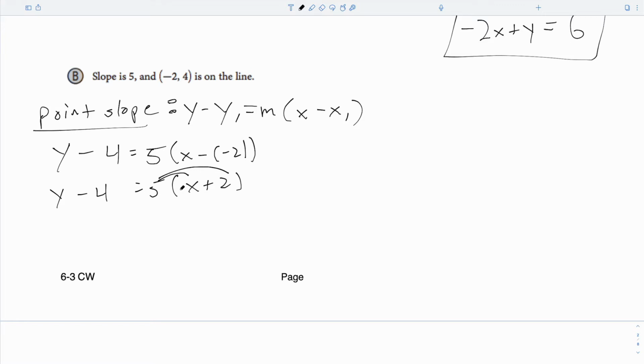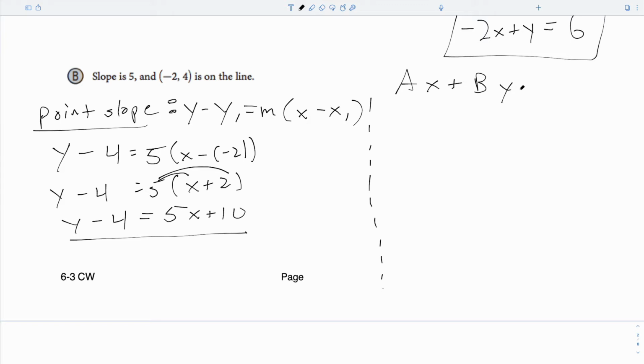So what do I do with the 5? When the 5's outside of parentheses, what does it mean? Yep, 5x plus 10. And y minus 4 is on the right side. Indy, question? He's thinking. Ax plus by equals c. This is our goal. That's standard form.